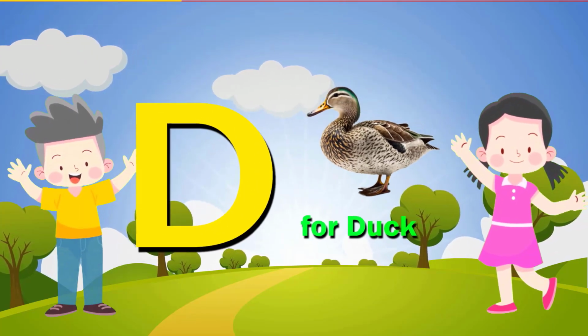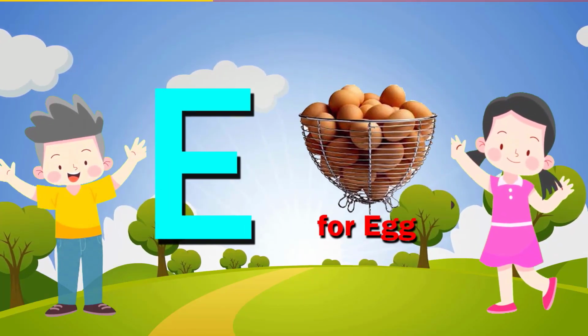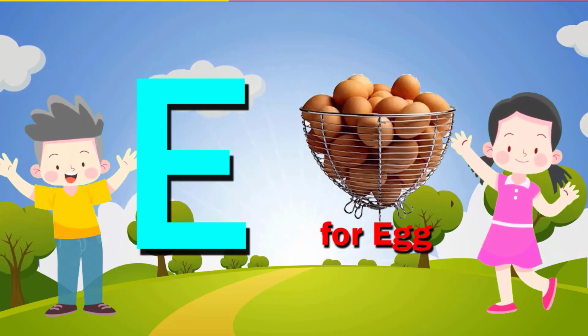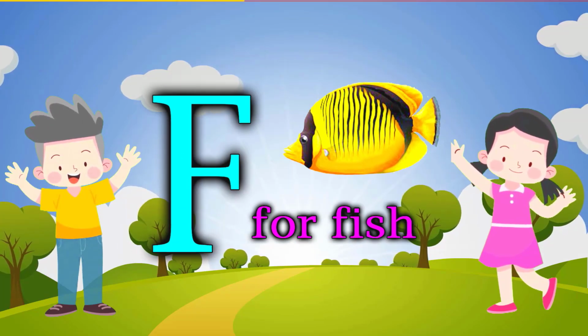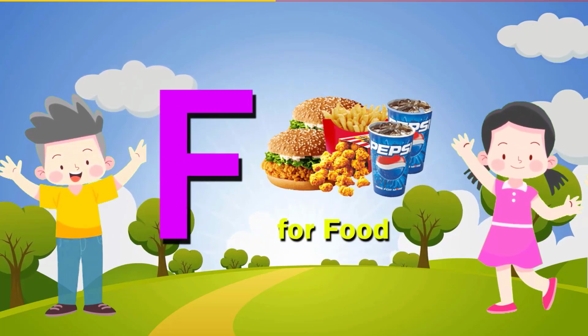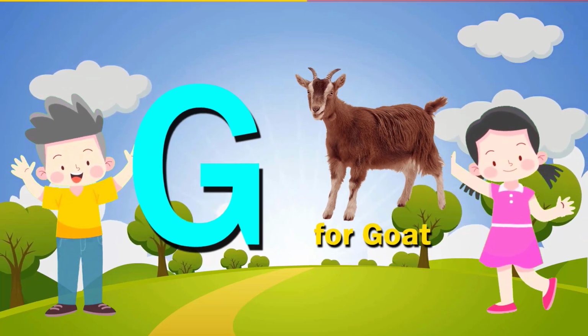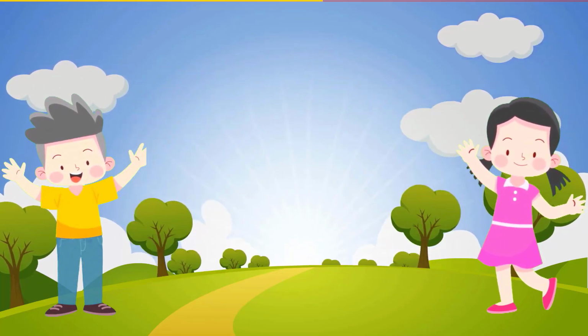E for elephant, E for egg. F for fish, F for food. G for grapes, G for goat. H for hat, H for helicopter.